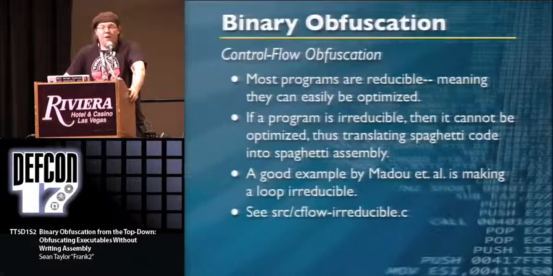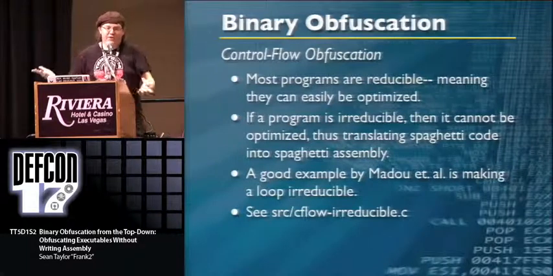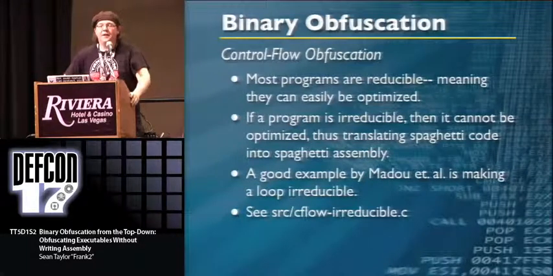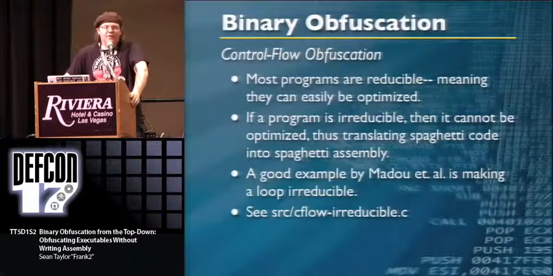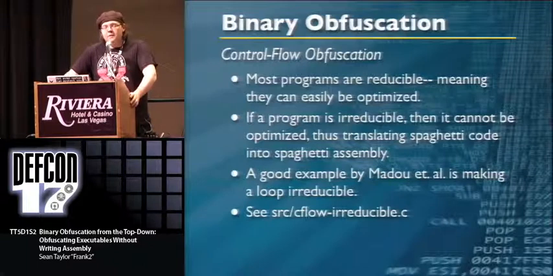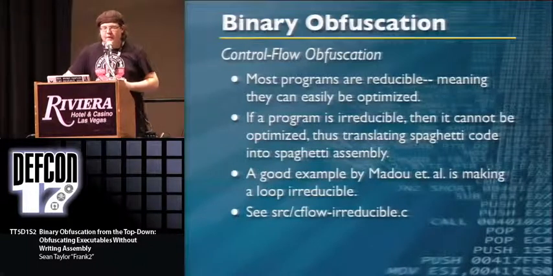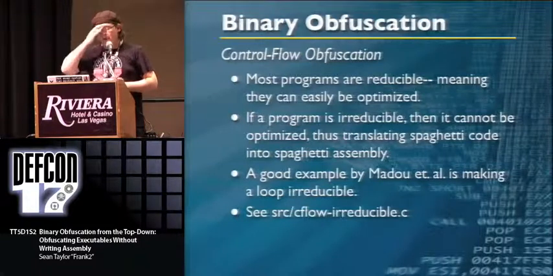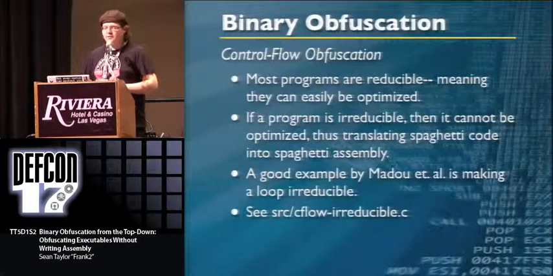Most programs are reducible, and this obviously means that they can be optimized in one way or another. If we can't actually reduce the program, then obviously it's not optimized. And what happens is we get a bunch of really weird assembly code that gets pushed into the binary. It may be more verbose, but it's still nonetheless very hectic to pore through. A great example of this, from one of the papers I used to research this talk, is making a loop irreducible. This is actually a very interesting technique. You can see this again in the irreducible C file.